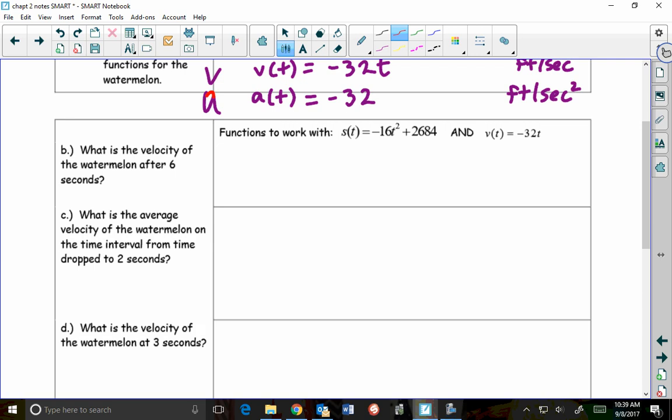Okay, so we know these functions. First one says, what's the velocity of the watermelon at 6 seconds? We already have it right there. Just plug it in. After 6 seconds, the answer was right there the whole time. So this is just the velocity. Boom, just velocity. And you guys can use your calculators for now for time purposes. 12 plus 192.